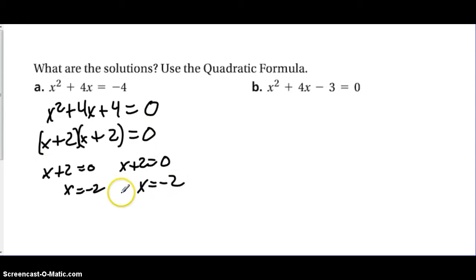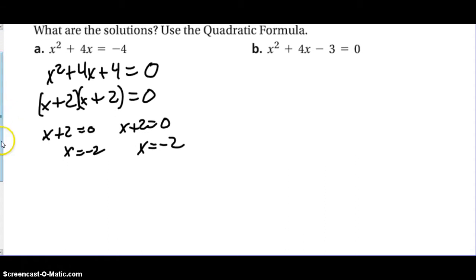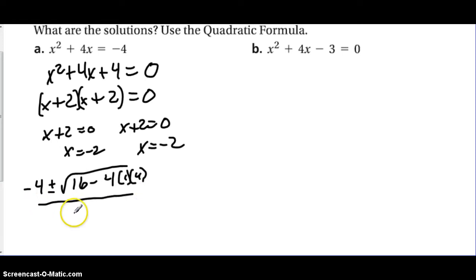We didn't have to use the quadratic formula on this one. It was easy to factor. That's good. But I want to use the quadratic formula just to show you that it does come up with the same answers. So let's hold off on this one here for a second. And we're going to have negative b plus or minus the square root of b squared minus 4 times whatever a and c are, all over 2a.